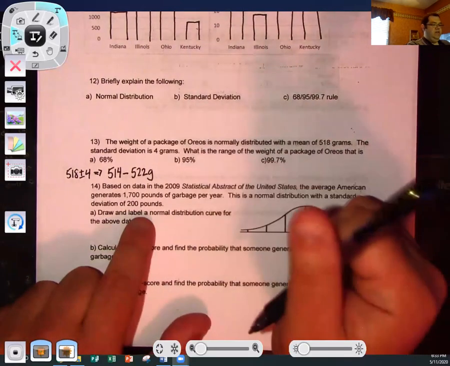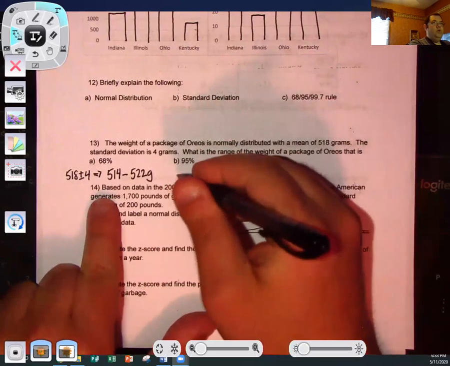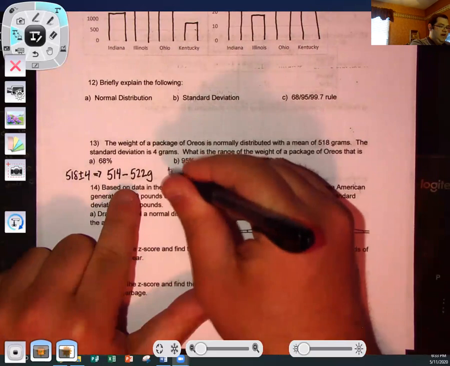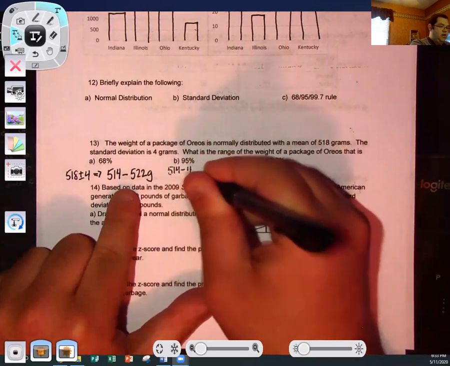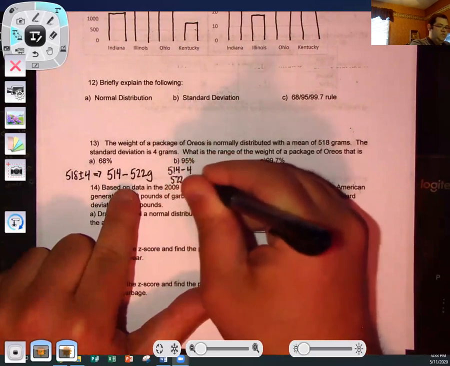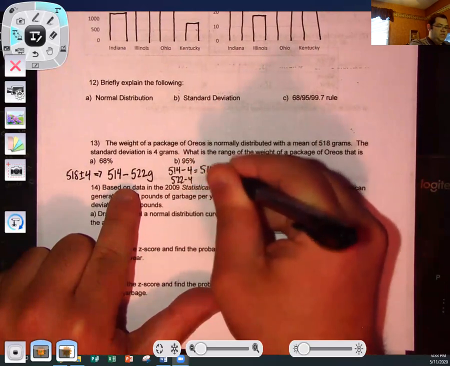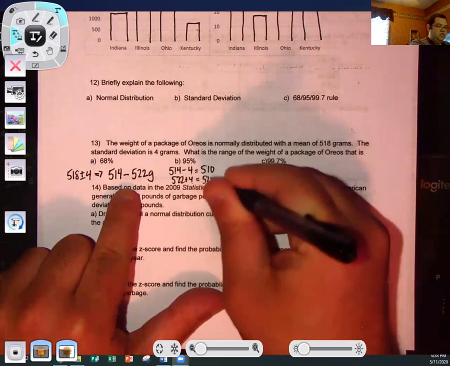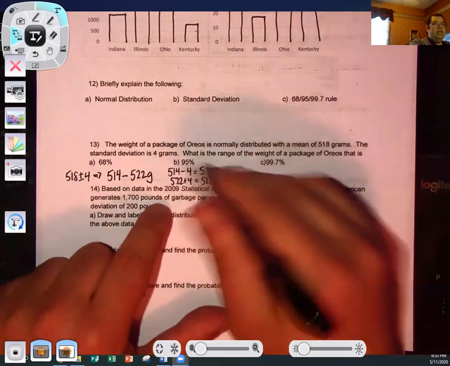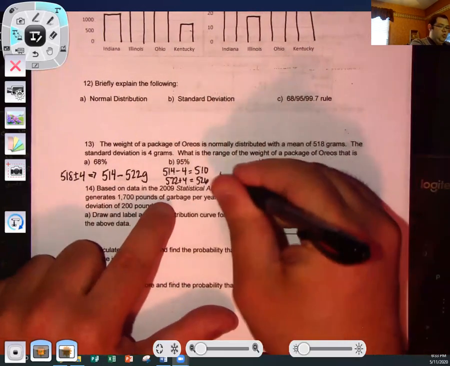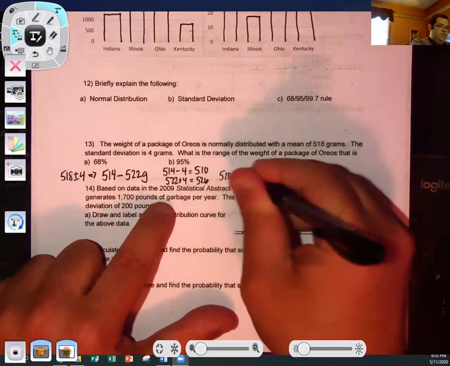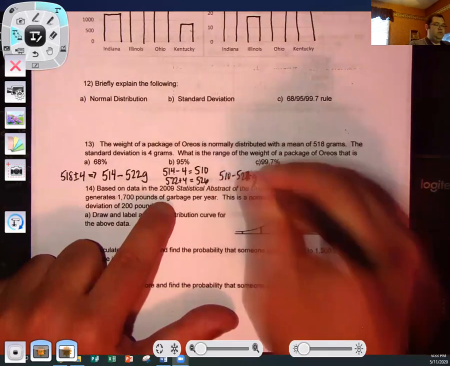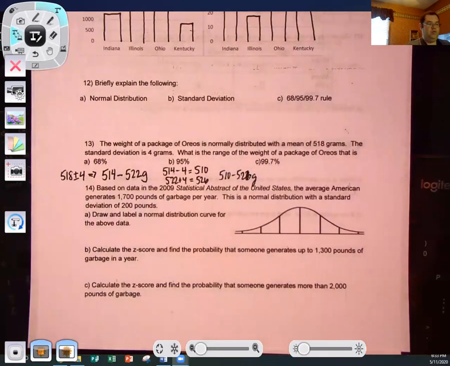So for the 95%, we'd go 4 below and 4 above again. So this time I would do 514 minus 4, and I would do 522 plus 4. That's 510, and 526. So the range of a weight of a package of Oreos that's within 95% is anywhere between 510 and 526 grams.